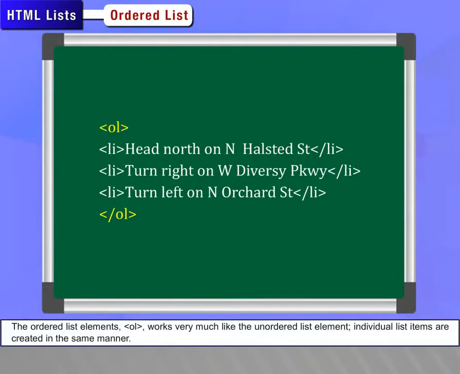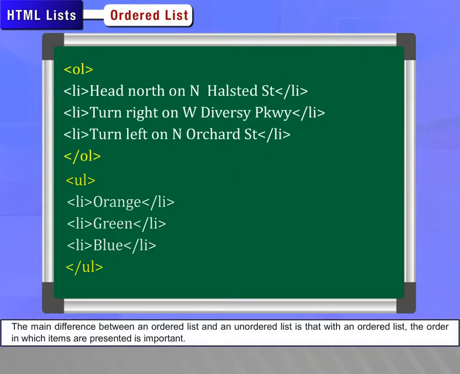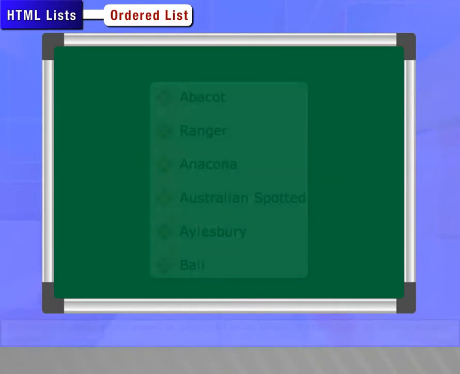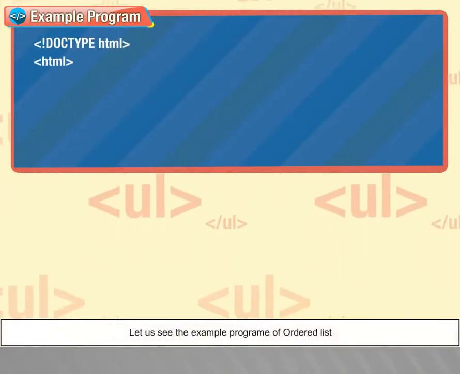Ordered list. The ordered list element OL works very much like the unordered list element. Individual list items are created in the same manner. The main difference between an ordered list and an unordered list is that with an ordered list, the order in which items are presented is important. Because the order matters, instead of using a dot as the default list item marker, an ordered list uses numbers. Let us see the example program of an ordered list.